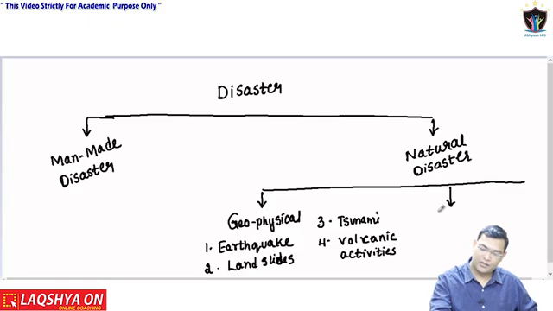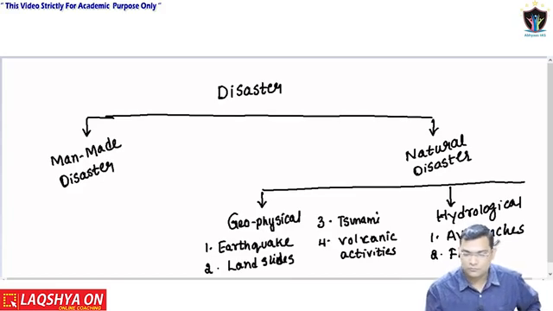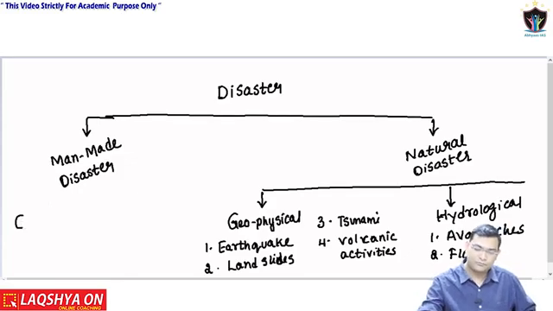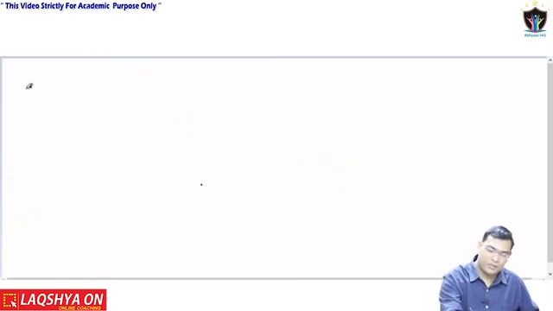Second is hydrological, through water. First is avalanches, nothing but ice. Second is about floods. Next one is related with climate. Related with climatology. Climatological.